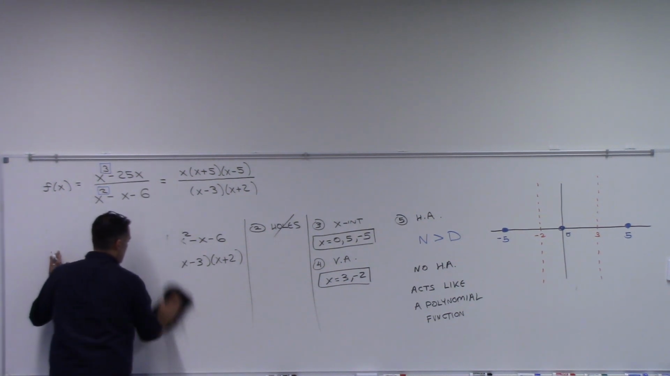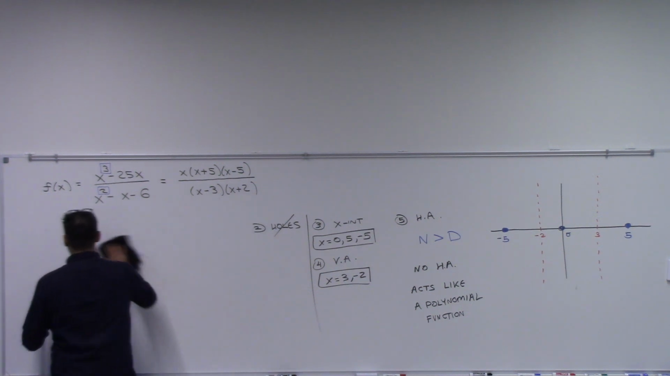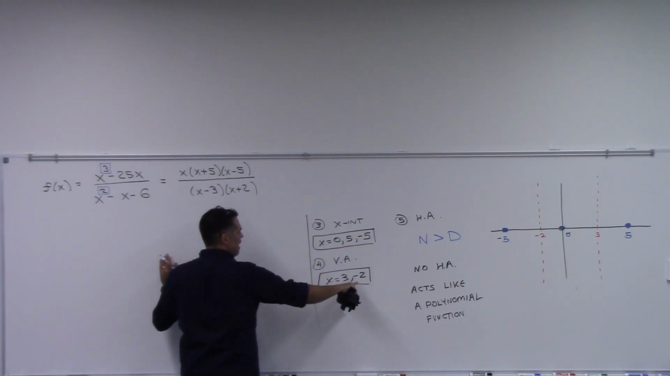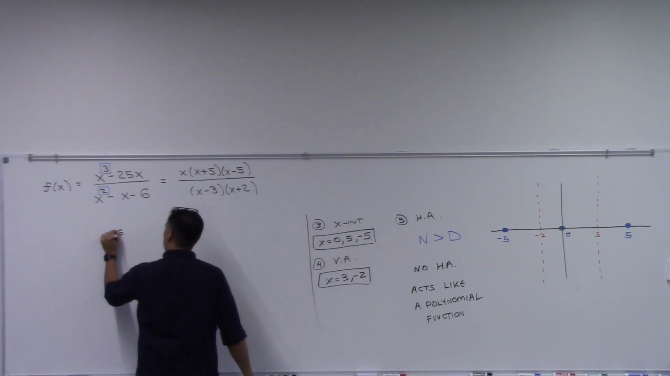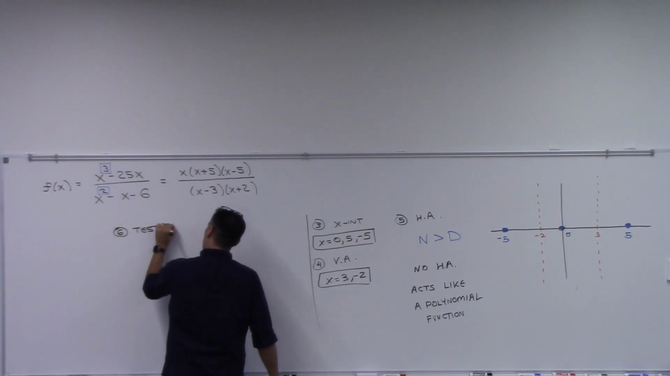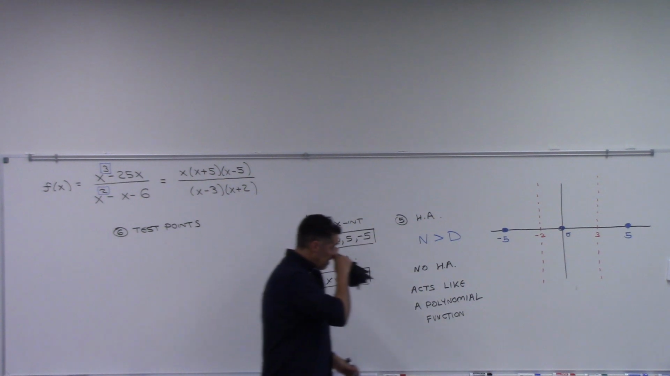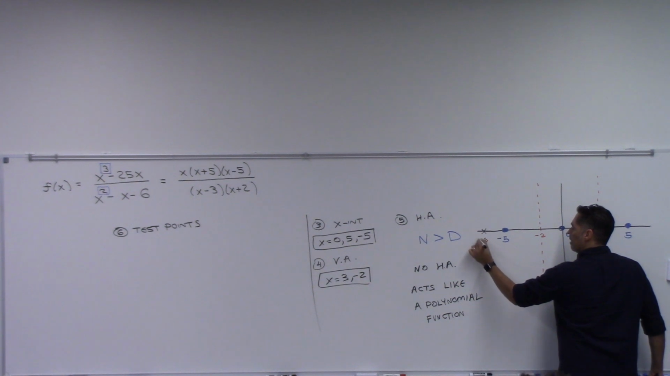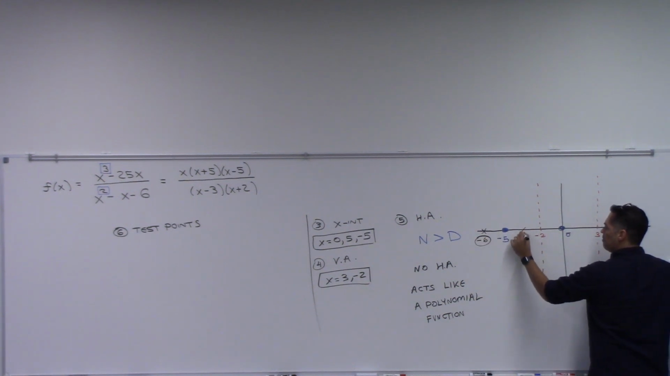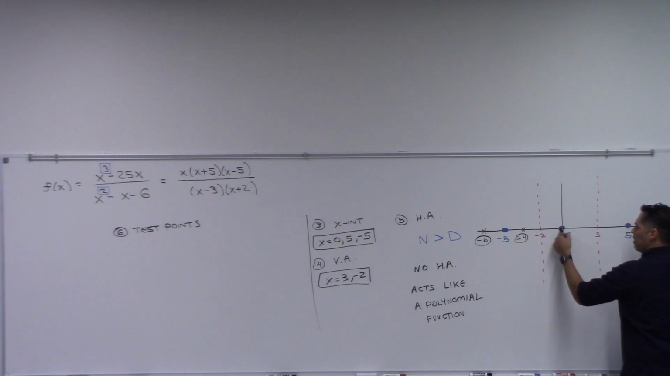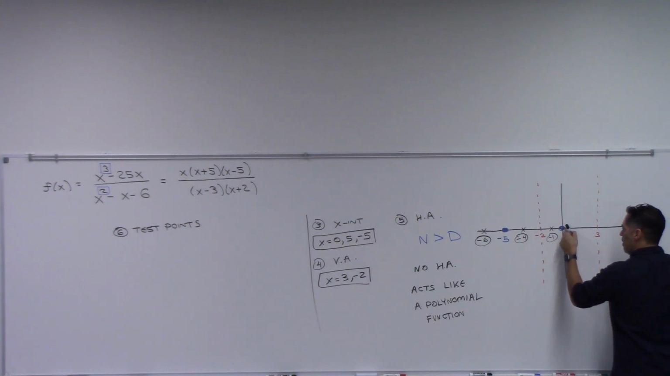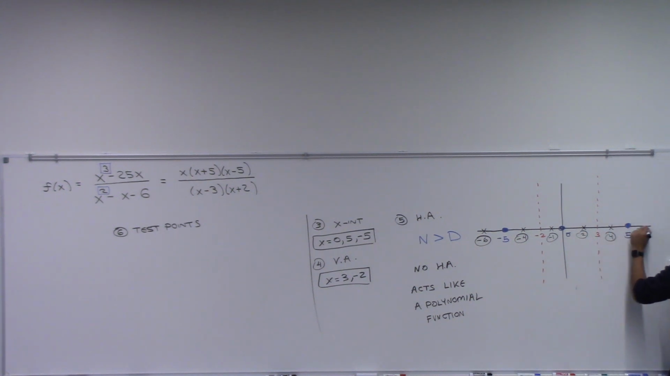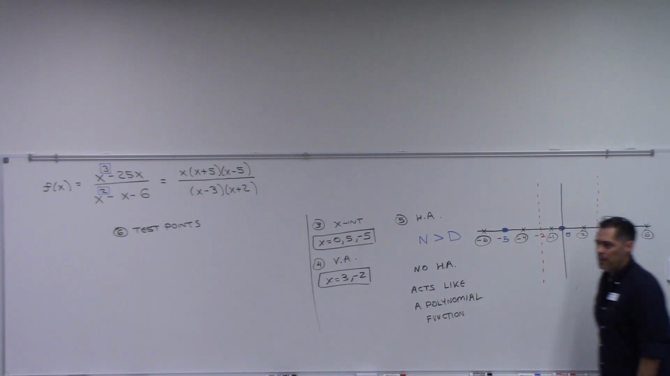Test points. How many test points? That plus that, there's 5, we need 6. So test points. All right, we need 6 of them. Something over here? -6, right? Between here and here? -4. Between here and here? -1. Between there and there? 2. Between there and there? 4. Okay, 6, right?